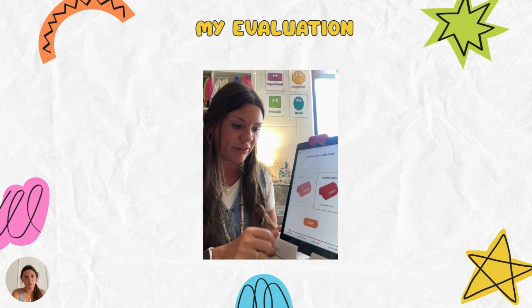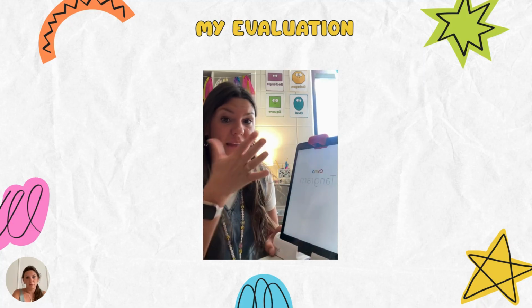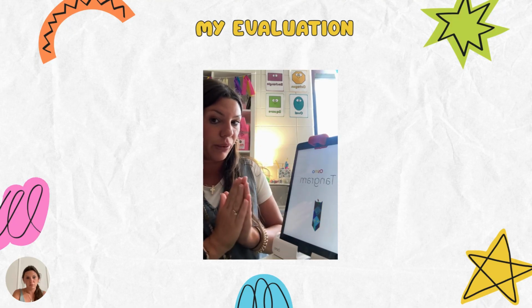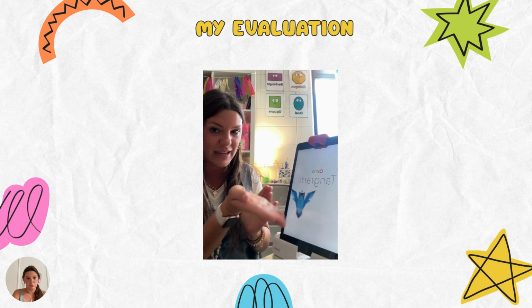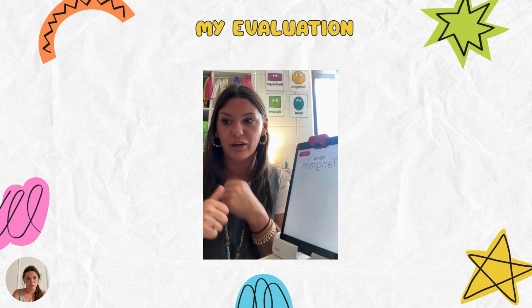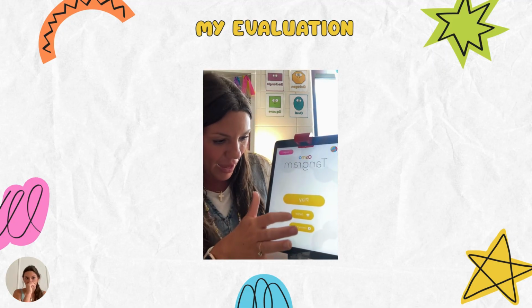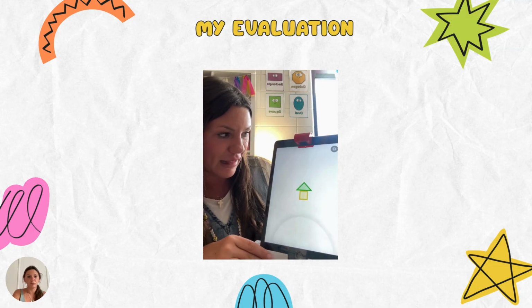I select that I have the reflector. And these are things you would have to do every time you enter an app. There are multiple apps that go along with Osmo. So this is only the tangram. There are letters, there are sight word apps, there are shape builders, etc. I'm going to hit junior because I have little babies.